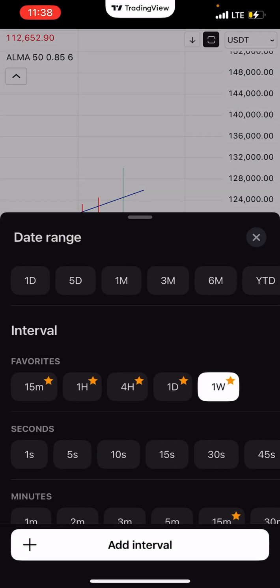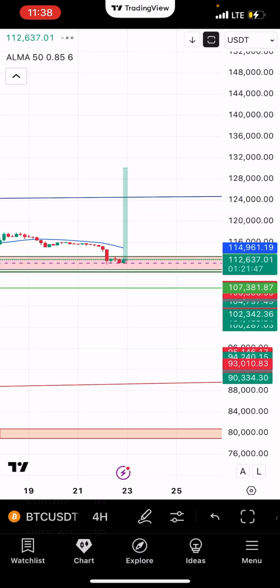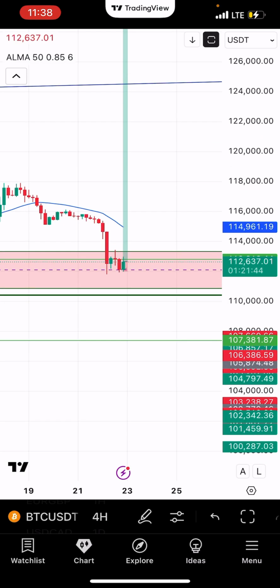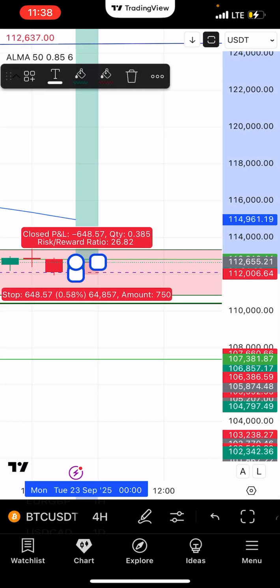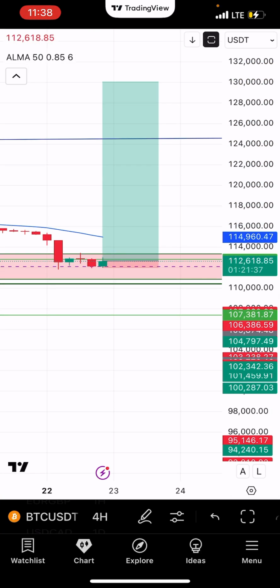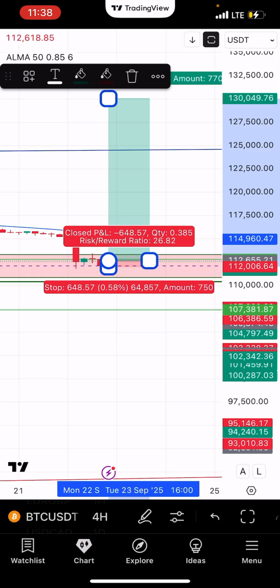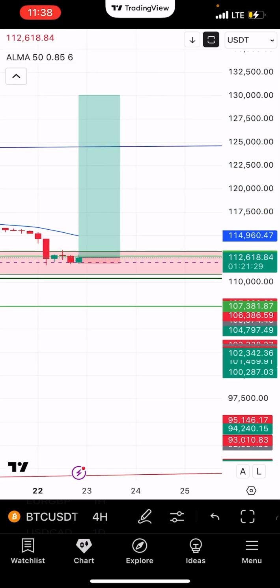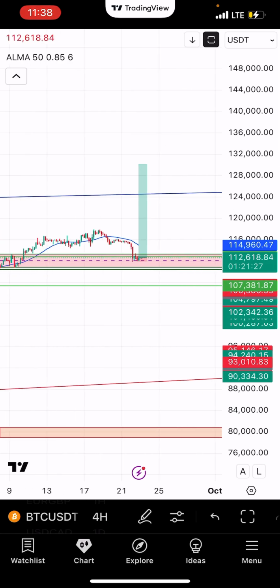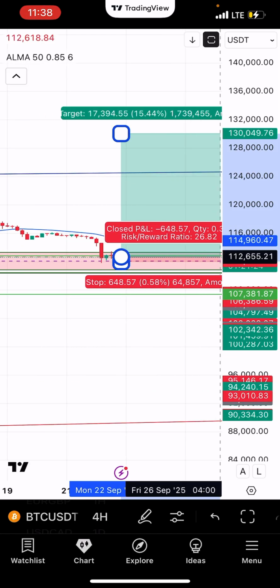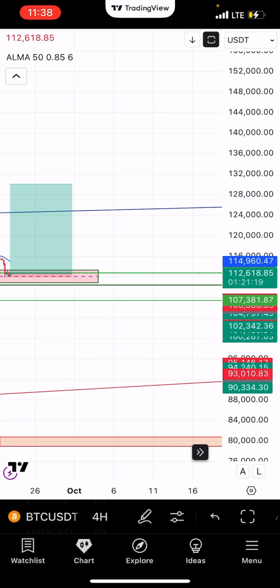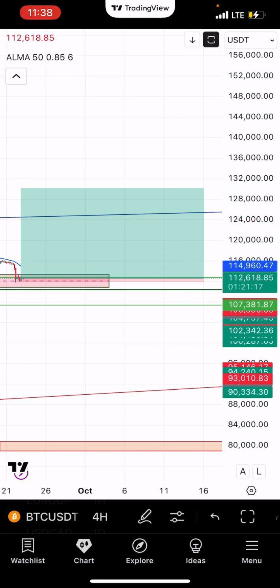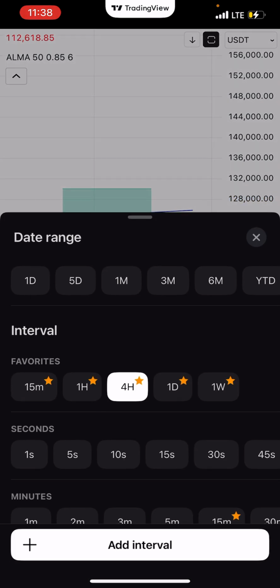So if I'm to make an entry on this, this is where I'm expecting BTC to reach, and this is a 1:26 ratio. That is a whole lot of money. If I'm to make an entry on this, it will look like this. This is my entry on BTC.